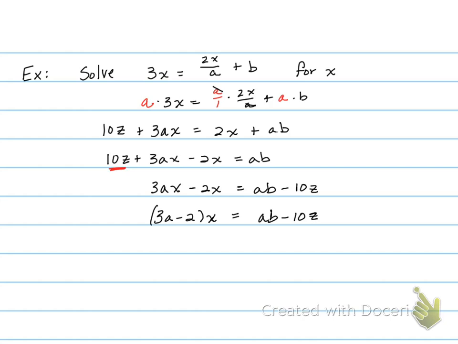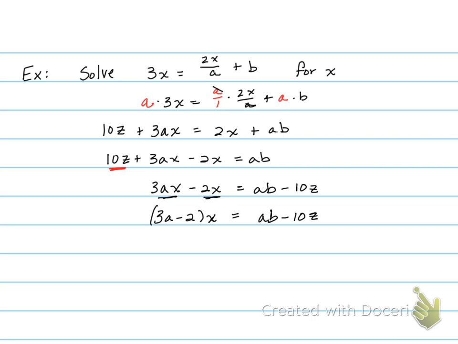So why do you put the x on the outside of the parentheses? Because our goal is to have something times x equals something, so that we can do that last step where we divide by whatever x is being multiplied by. If we have 2 factors of x, then what do we divide by to get x alone, right? What the parentheses are doing is just combining like terms. They're just saying that I have 3a x's minus 2 x's, so that gives me a total of 3a minus 2 x's.